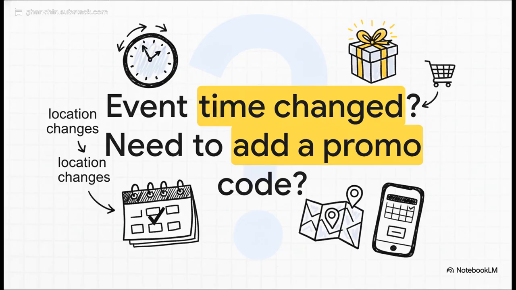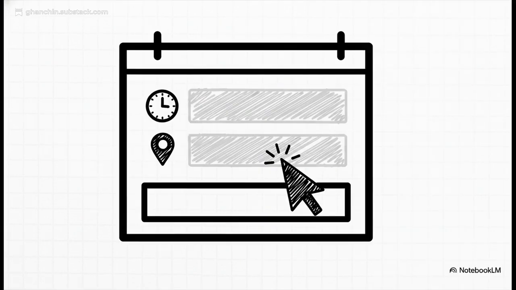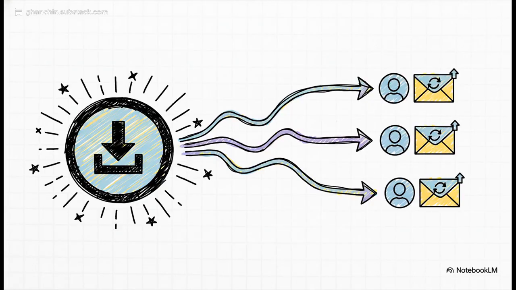Okay, but what about the real world, where things always change at the last minute? We've all been there. The event time has to shift, the location changes, or maybe you want to add a special promo code into the event description. What then? The solution is so simple, it's kind of brilliant. You don't have to log into some separate website or send out a frantic mass email. You just go back to the original event in your own Google or Outlook calendar, and you just change it there. And as soon as you hit save, the system takes over.